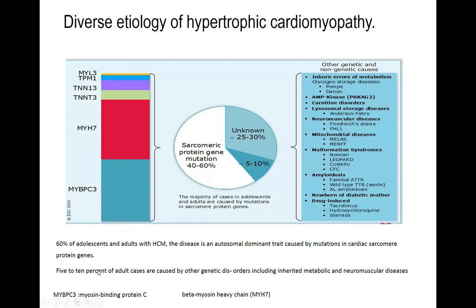This is important. 5 to 10% of adult cases are caused by other genetic disorders, including inherited metabolic and neuromuscular disorders. Neuromuscular disorders such as Friedreich ataxia and other inherited disorders.